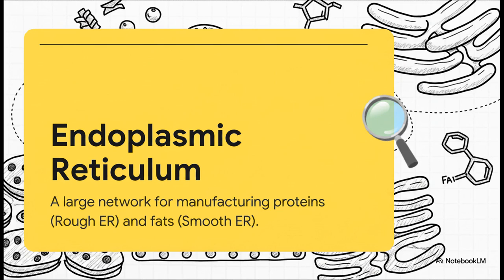Now, every factory needs an assembly line, and here that's the endoplasmic reticulum, or ER for short. It's this massive, sprawling network with two distinct divisions. The rough ER is studded with those ribosomes we just talked about, so it's focused entirely on protein synthesis and secretion. Meanwhile, the smooth ER, which doesn't have ribosomes, handles the synthesis and storage of fats, lipids, and certain hormones.